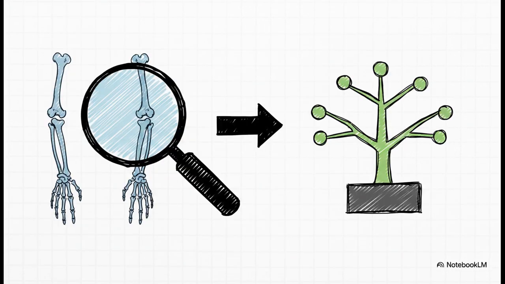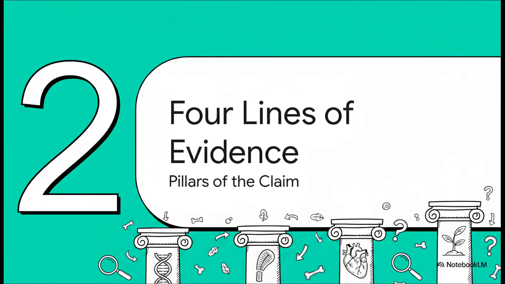To distill it all down, similarities across species equal the result of common ancestry. That's the formula. Our entire overarching claim relies entirely on identifying those similarities. But, of course, we can't just point at two things, say they kind of look alike, and call it a day. That perfectly tees up our need for hard empirical proof. Which brings us to Section 2, four lines of evidence, the pillars supporting the claim.